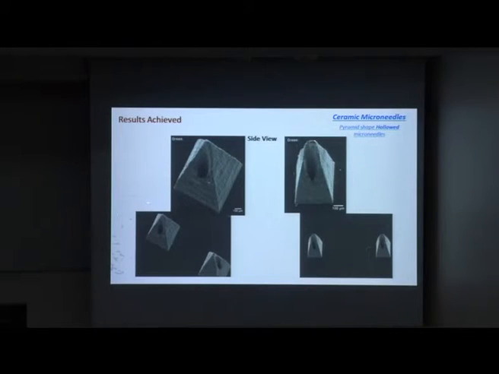So this is the biggest one I showed before. This is the smallest one. As we can see here, the sharpness here is not so good as here. So here we need to improve the mold fabrication, because in the ceramic part we just replicate everything that is in the mold. So the problem here is the mold, so we need to improve the sharpness in the mold.